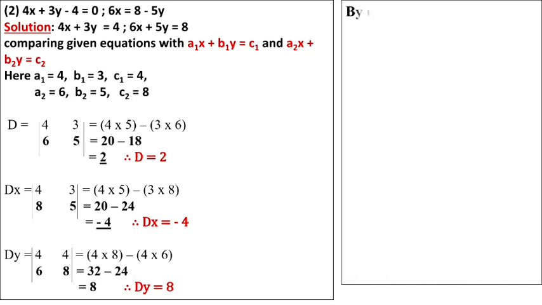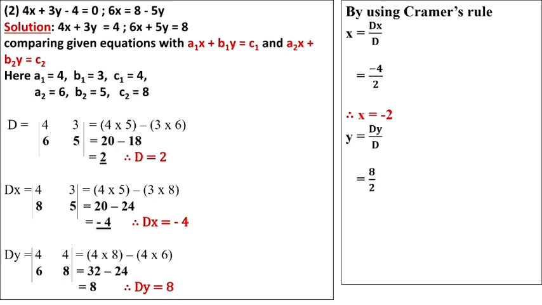By using Cramer's rule, x equal to Dx upon D. Dx value we got is minus 4 and D value we got is 2. So here 2 1 is 2, 2 2 is 4. So x value we got is minus 2. In the same way, y equal to Dy upon D. Dy value was 8 and the D value is 2. 2 1 is 2, 2 4 is 8. So here y value we got is y equal to 4. It means our answer is minus 2 and 4 is the solution of the equations.